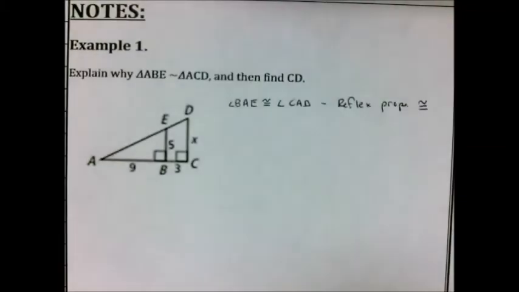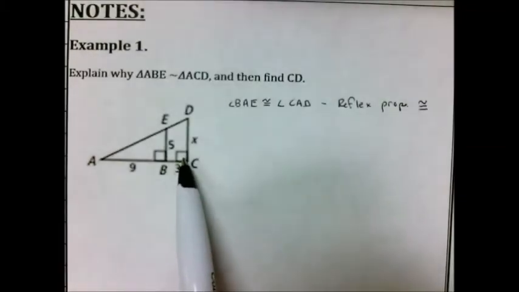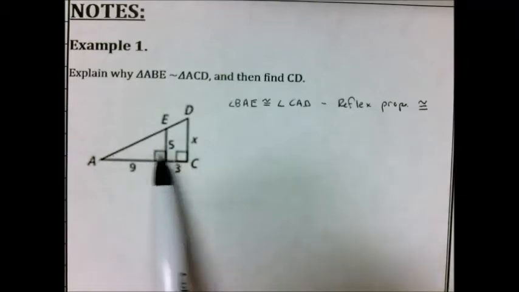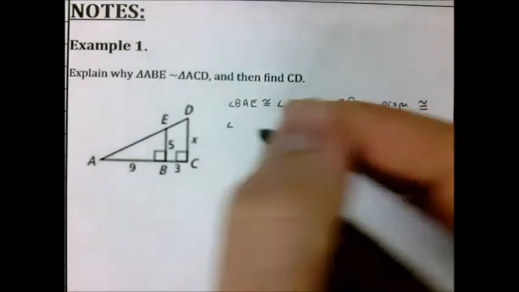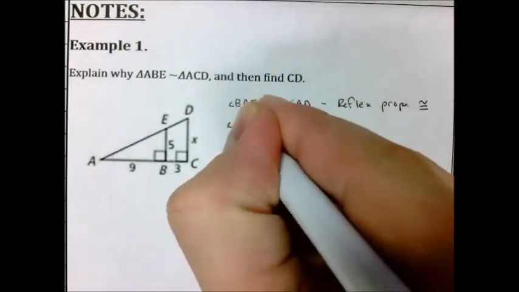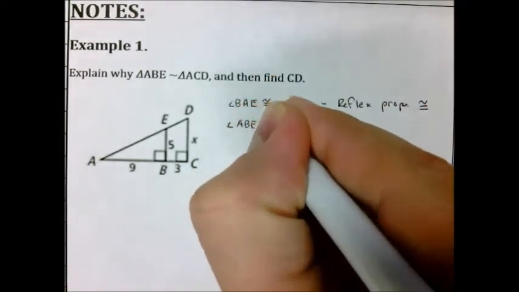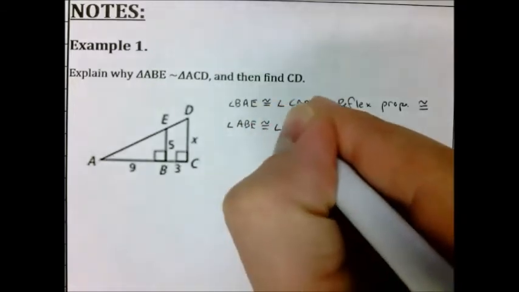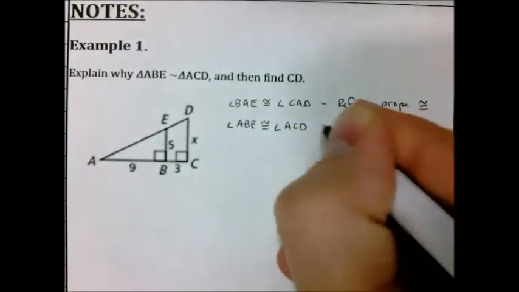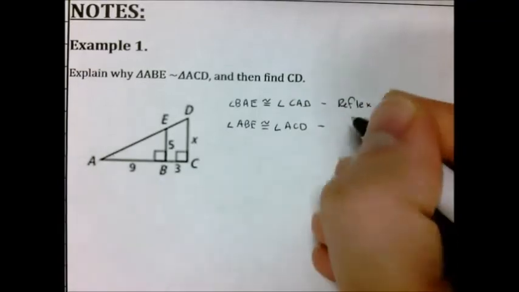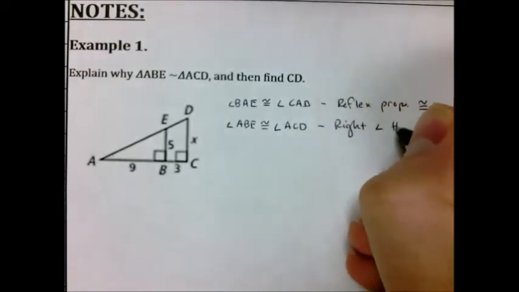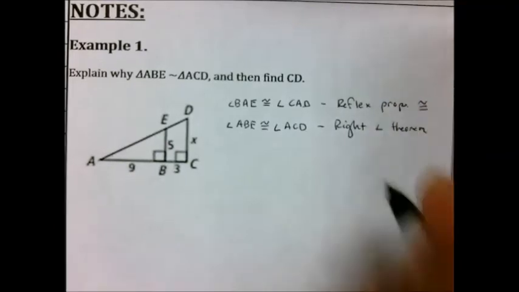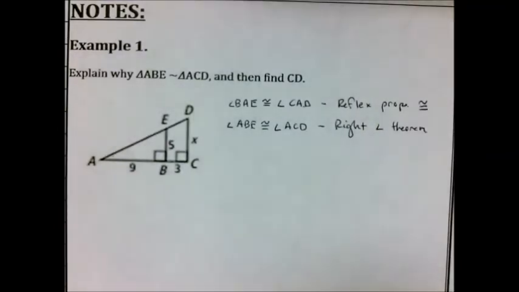Okay. The other thing we can see about this shape here is that C and B, those two angles, are both right angles, which means they have to be congruent as well. So angle ABE is congruent to angle ACD. And that's because of the right angle theorem. Right angle theorem just states that when you have two angles that are right angles, they have to be congruent.